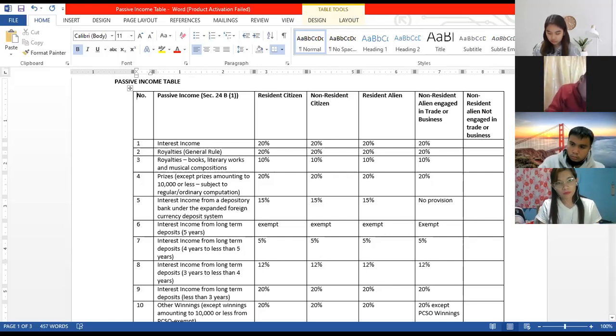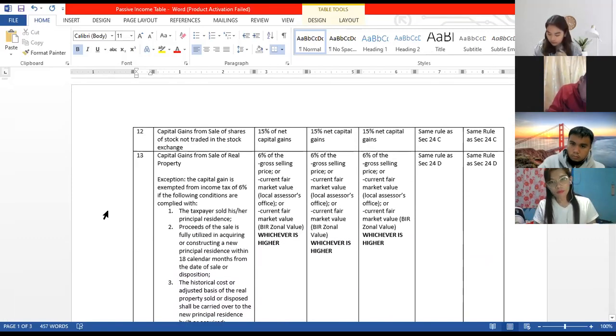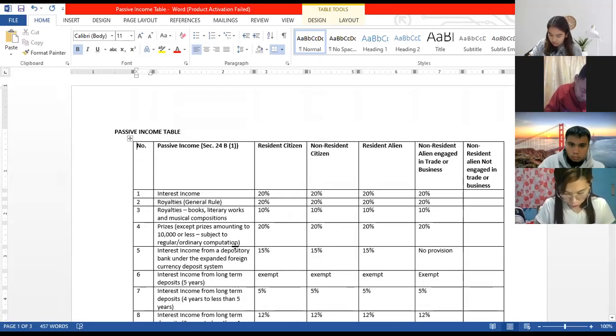Except lang kung merong capital gains. Kasi yung capital gains, sabi ng paragraph B, same lang yung treatment sa lahat ng taxpayer. Okay? So I hope nakuha nyo yung point. Now let's go to special kinds of alien individual.